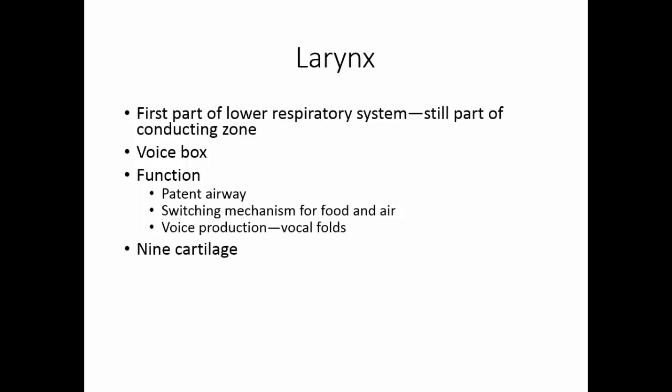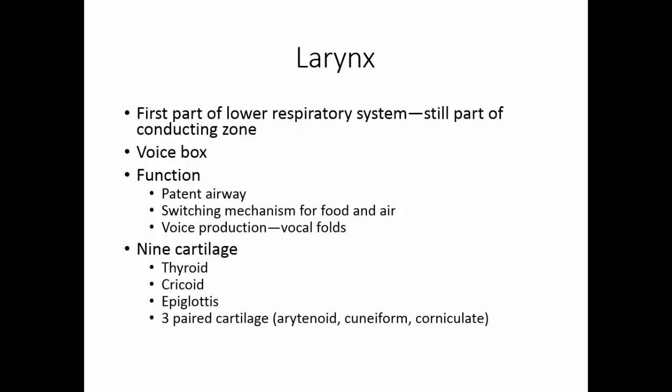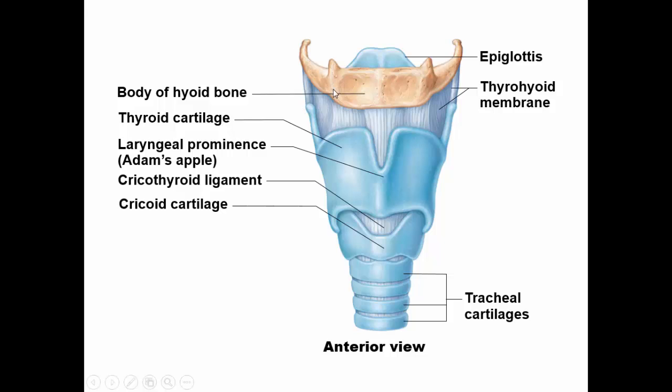The larynx is composed of 9 cartilages. 3 are unpaired: the thyroid, the cricoid, and the epiglottis. The other 6 are paired cartilages: the paired arytenoids, cuneiforms, and corniculates. If we look at the larynx, it's attached to the hyoid bone by the thyrohyoid membrane. The thyroid cartilage is the large signet ring cartilage. In males, this is quite prominent and makes up the Adam's apple.